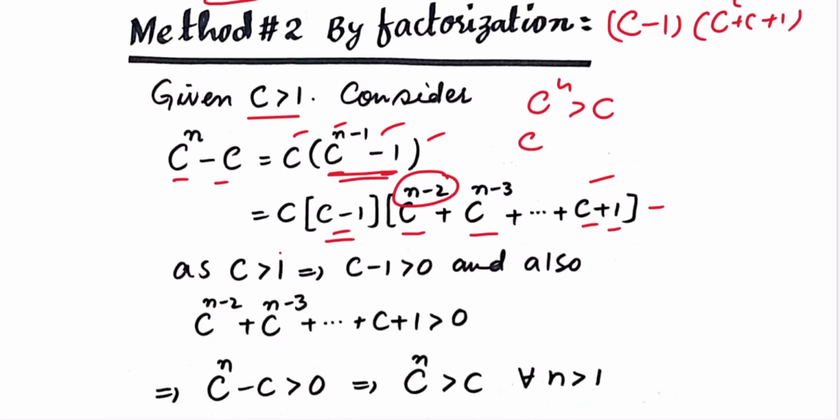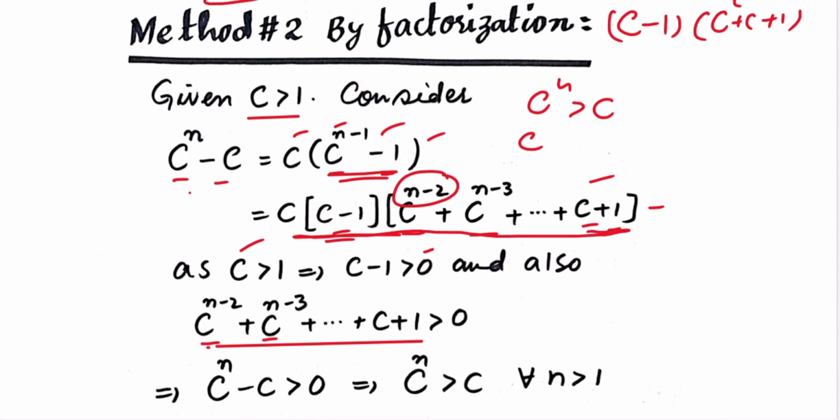Next, as c is greater than 1, this implies c minus 1 is greater than 0, and also, when c is greater than 1, it means any power of c is also positive. It means this sum is also positive. So each term of this product is positive.